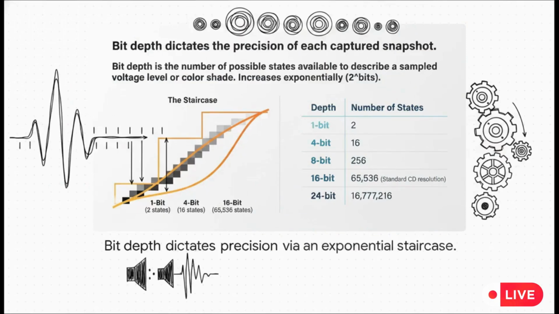So while the sample rate gives us our timing, bit depth dictates the precision of each specific snapshot. Think of bit depth as this massive exponential staircase. If you only have a 1-bit depth, you just have 2 states, a high voltage and a low voltage. That's it. But as you add bits, the number of available states to describe that exact moment increases exponentially. By the time you get to standard 16-bit audio, you aren't just choosing between 2 states anymore. You have over 65,000 distinct states to precisely describe the volume and dynamic range of just that single snapshot.